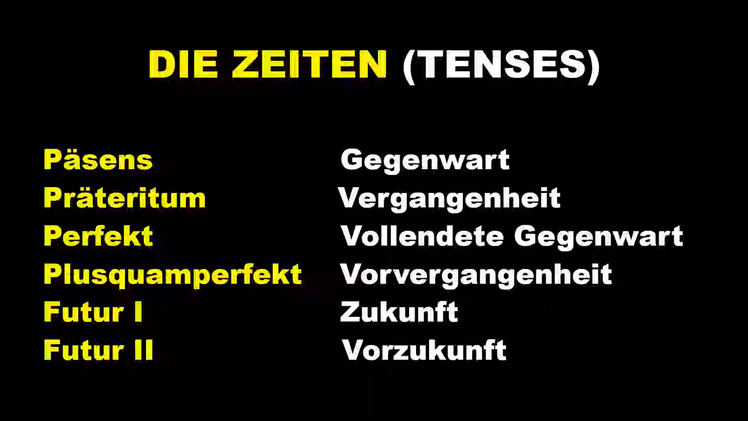So once again, along with me: Präsens, Gegenwart; Präteritum, Vergangenheit; Perfekt, Vollendete Gegenwart; Plusquamperfekt, Vorvergangenheit; Futur 1, Zukunft; Futur 2, Vorzukunft. I hope now these words are a little bit clear to you. You can repeat and you can go back to the slide if you have any confusion. So let's go ahead.